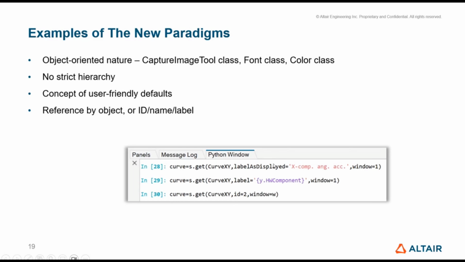On this little code snippet, you can see that we are getting a curve object, so a handle on an existing curve, and we're defining it in multiple different ways, either through the displayed label, through the coded label, or specifying the ID of the curve. So again, users should be able to find their most preferred ways, without having to jump through multiple lines of code or creating any workarounds. So really hope that the user experience will be appreciated.